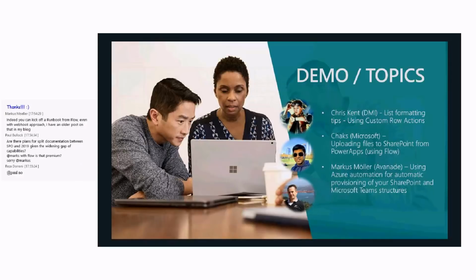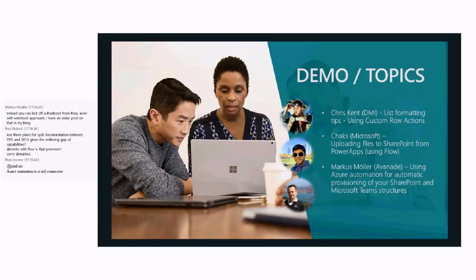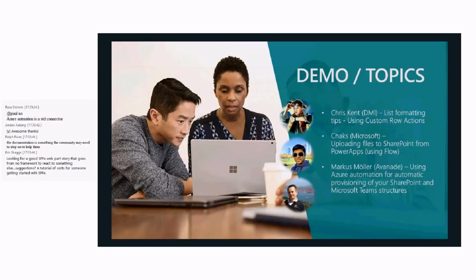Are there any plans on splitting documentation between SharePoint Online and SharePoint 2019 given the widening gap of capabilities? That's a fair question from Paul related to the documentation challenge. This is a nasty resourcing challenge as well, because managing two pieces of documentation is quite hard. But I think sooner or later we need to figure out how to do this, because we're looking into having another on-premises version at some point, maybe, who knows, and then sooner or later there's going to be an even larger gap between the on-prem versions. So we need to be more explicit about what's supported and where.